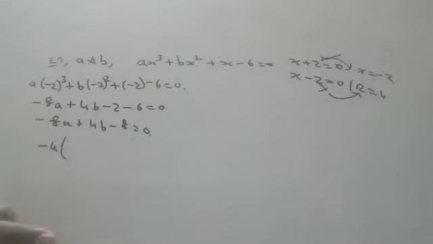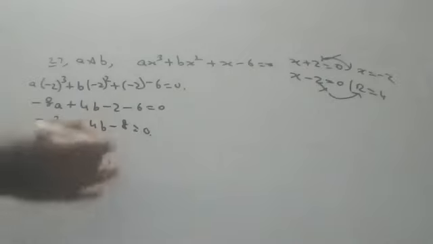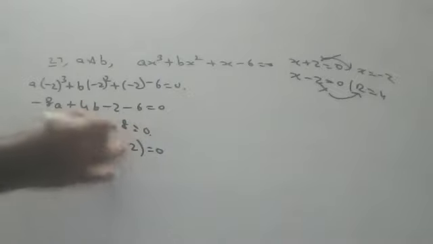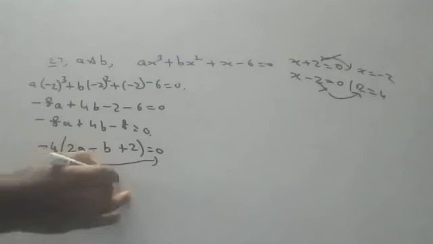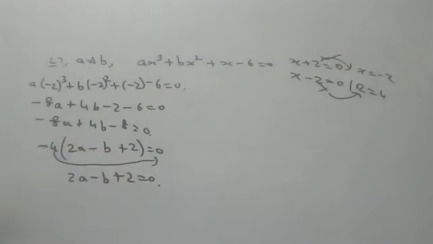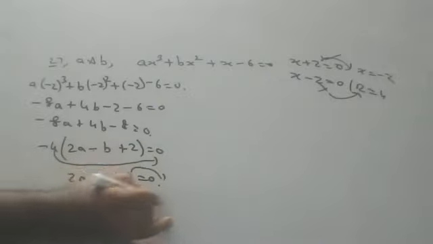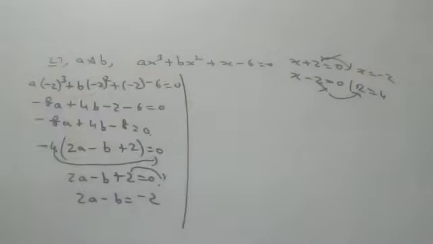Shall I take minus 4 common, children? If I take minus 4 common, please see here, all of you. 2a minus b plus 2 is equal to 0. Why? Minus 4 into plus 2 is minus 8. Minus 4 goes there, meaning 2a minus b plus 2 is equal to 0. Okay, children? So 2a minus b is equal to minus 2, if the 2 comes here. This is one equation. When I substituted this, I kept 0 because it is a factor.